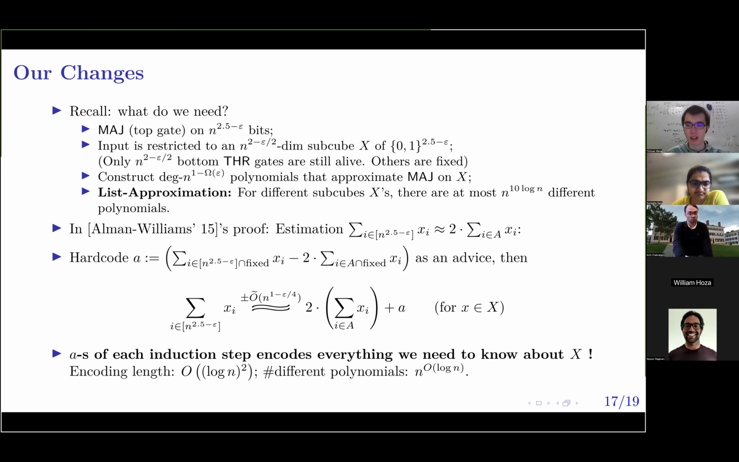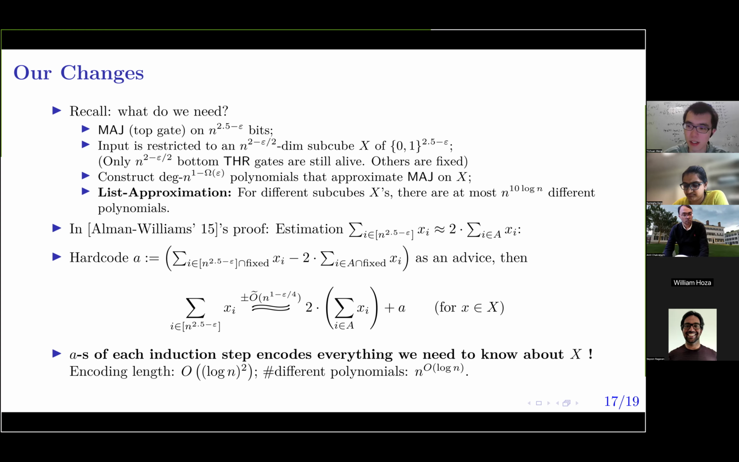Okay, so now what's the important observation? In this construction of polynomials, those values of small a are the only information that we need to know about this subcube X. Let's say for a subcube big X, once those a values are all given to us, then we no longer need other information about this subcube big X. So everything we need to know about this subcube big X can be encoded by those a values from all inductive steps.